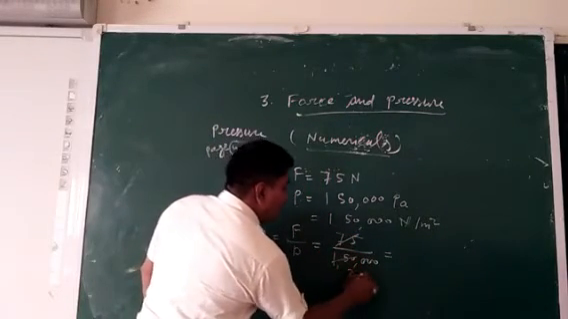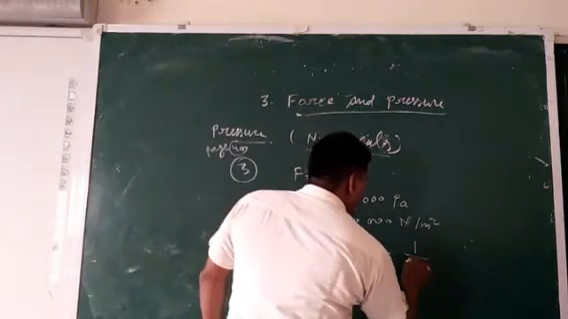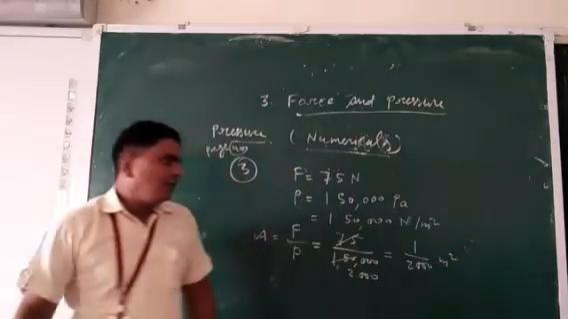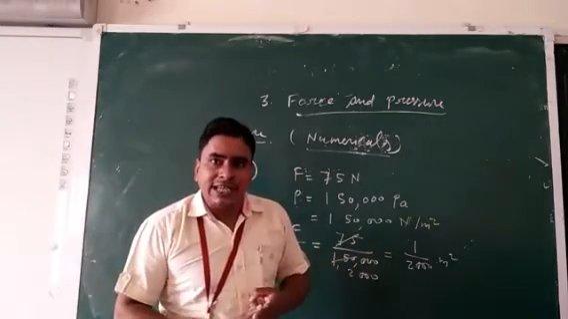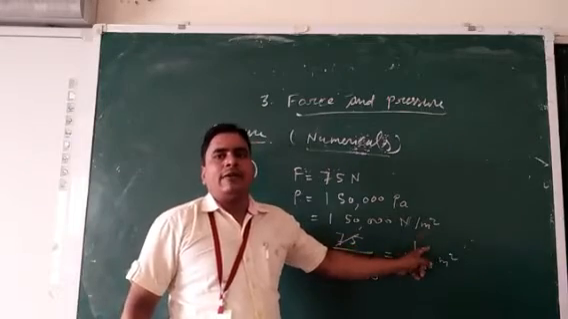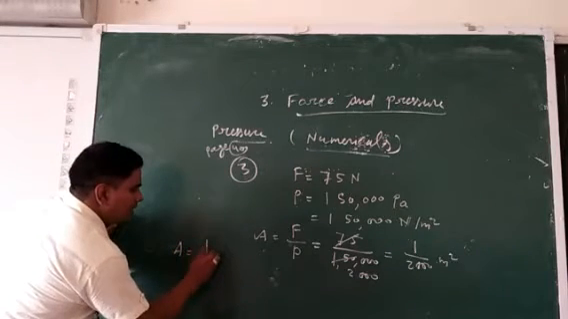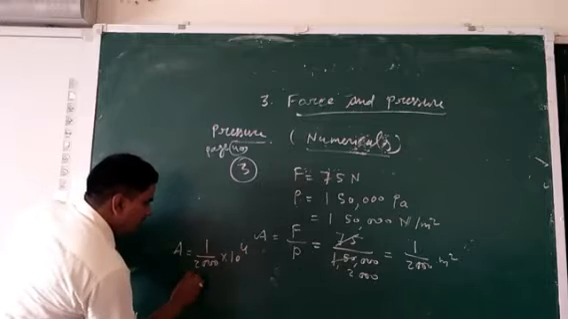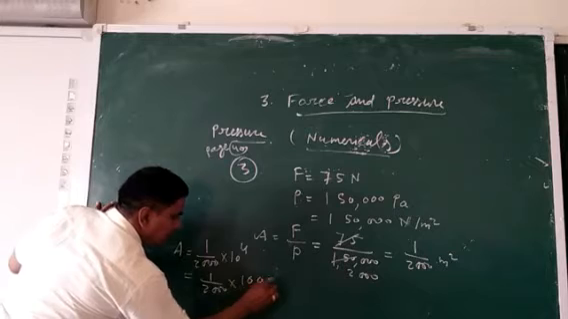75 upon 150,000 means 1 by 2000 meter square. But we have to find the answer in the CGS system, centimeter square. So here we have to multiply by 10 to the power 4, or 10,000. So what is the value of area? 1 by 2000 multiplied by 10 to the power 4. It means 1 by 2000 multiplied by 10,000.